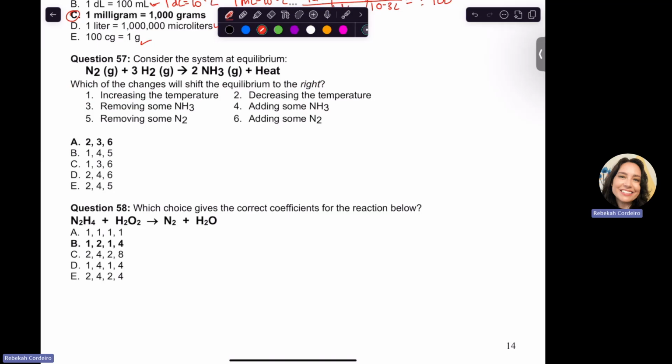Which will make it shift to the right. So we can add something on the left or remove something on the right. So increasing the temperature would make it shift left. So not this one. Decreasing the temperature would shift it right. So yes, this one. Removing NH3 would shift it right. So yes to this one. Adding NH3 would shift it left. So no to this one. Removing N2 would shift it left. So no to this one. And adding N2 would shift it to the right. So yes to this one. So we have 2, 3, and 6.